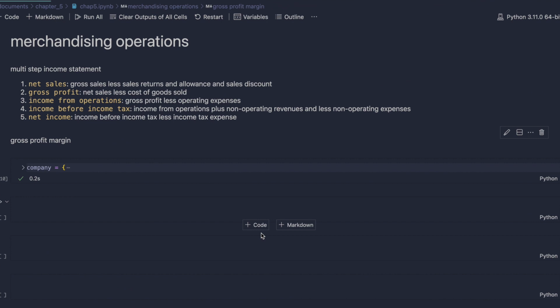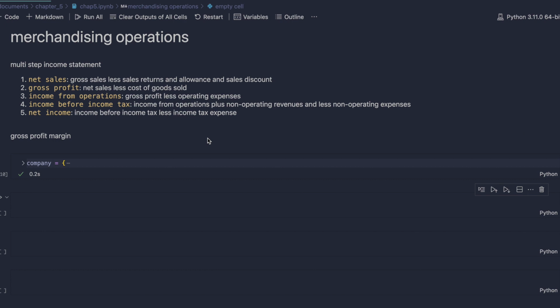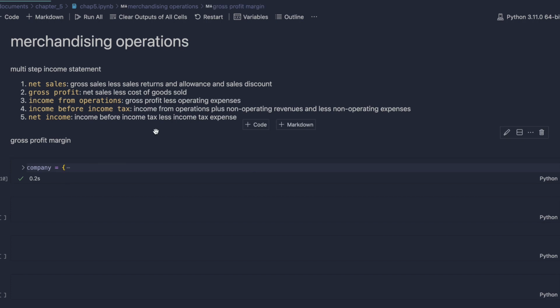Accounting for merchandising operations requires a multi-step process using an income statement. Net sales is gross sales less sales returns and allowance and sales discount. Gross profit is net sales less cost of goods sold.